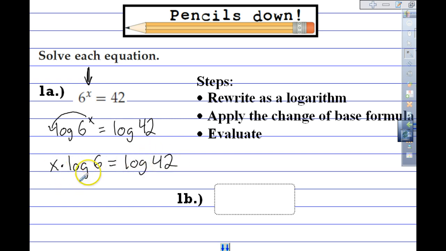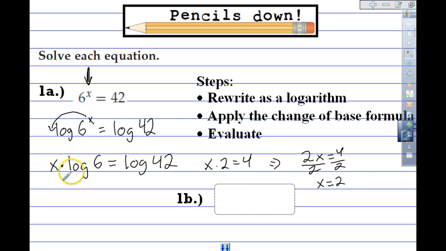So it's important to realize with all these logs and a lot of stuff, this is no different than something like x times 2 equals 4. I write it this way because the variable's first over here, but log 6 is just a number, like the number 2, and log 42 is just a number, like the number 4. So for this problem we'd look at it as 2x equals 4, we'd solve it by dividing by 2 on both sides, and then you have x equals 2 as our answer.